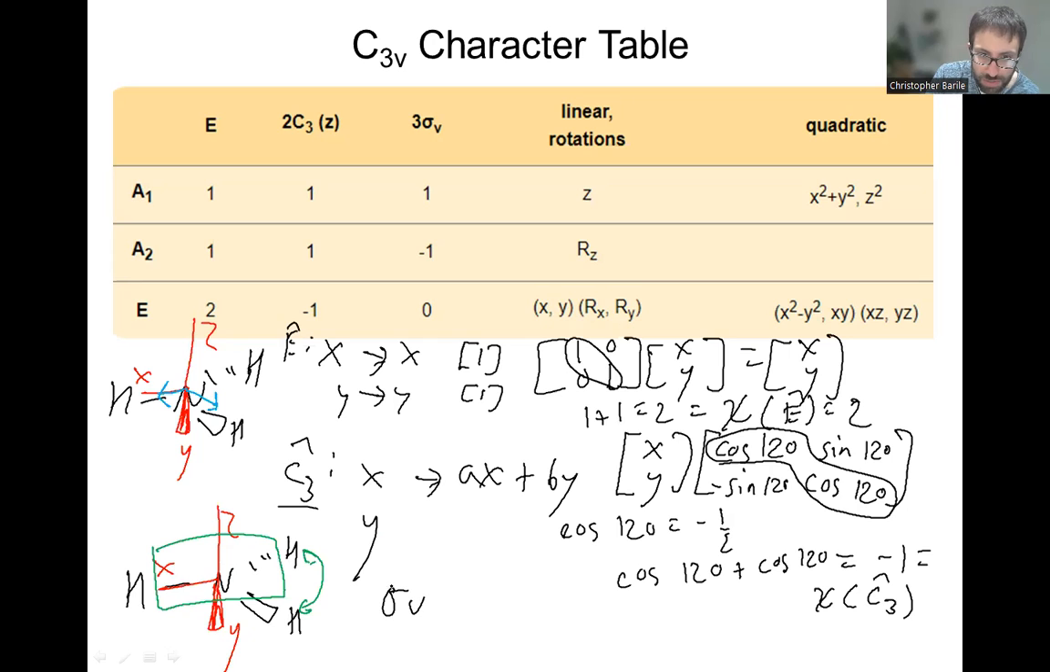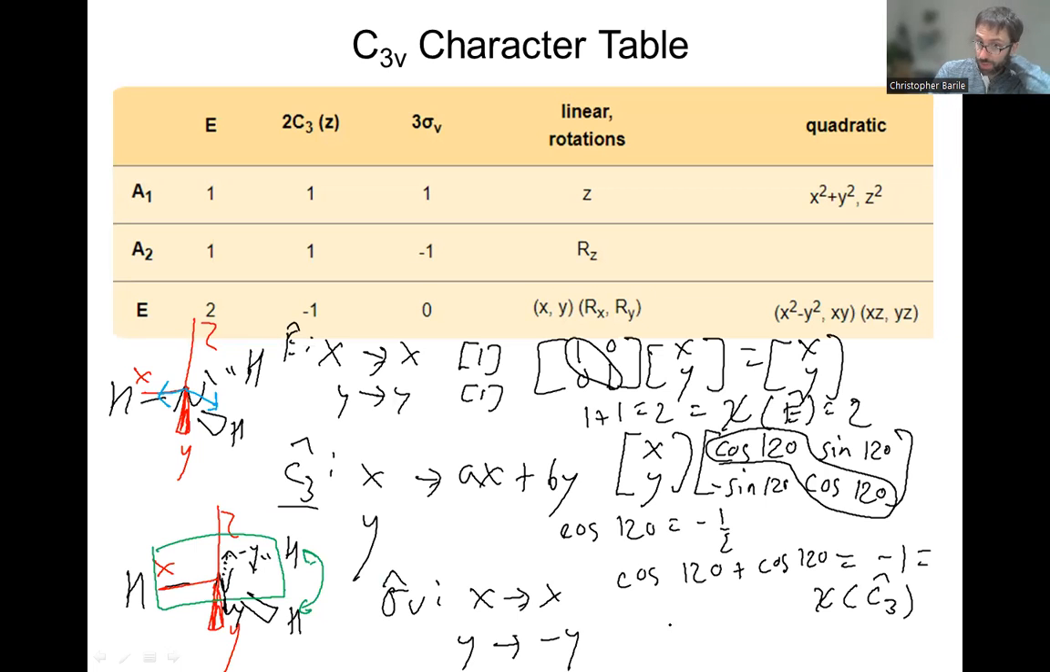But that means, so for sigma v hat, x is going to go to x. If you have a vector in a mirror plane, it's not going to change. You can't look at itself in the mirror. It's in the mirror. Nothing happens. Y is looking at itself in the mirror. Y is going to flip back to negative y, right? Because it's looking at itself in the mirror. There's y. It looked at itself in the mirror to get negative y.